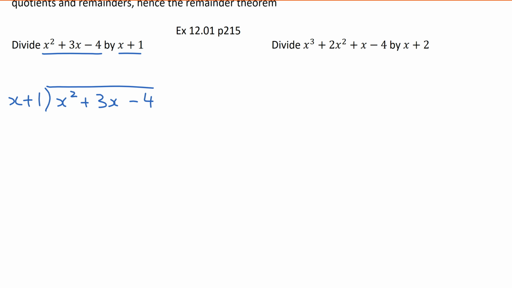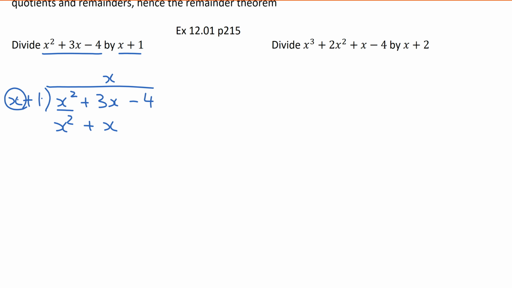What's the first thing I'm looking at? How many times does x go into x squared? X times. Okay, so that's where I've put it, it goes x times. That's like place value, if you can imagine that. So x times x is x squared. Are we happy with that? X times x is x squared. X times 1 is just x.